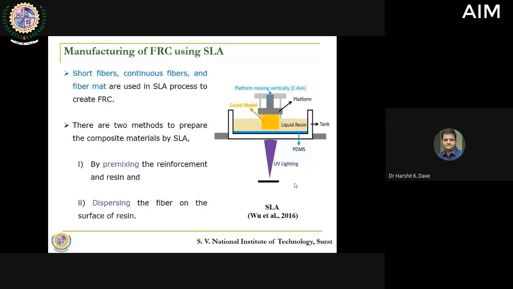Usually there are two methods of preparing composite materials by SLA. The first one is by pre-mixing the reinforcement and resin together. So here there is a scope that we may mix the short fibers with the resin. It can be tiny particles, or it can be in almost powdered form, and that can be mixed with the resin, and with the resin it would flow, and the necessary curing would be carried out with the help of UV light.